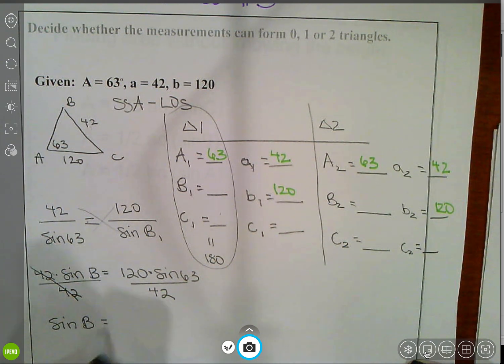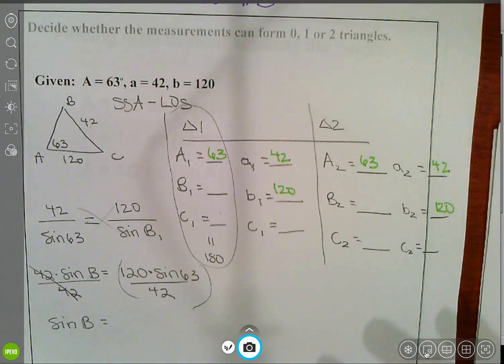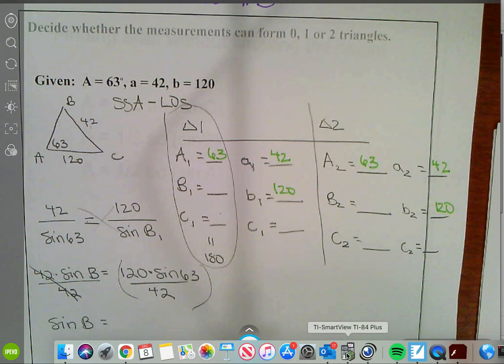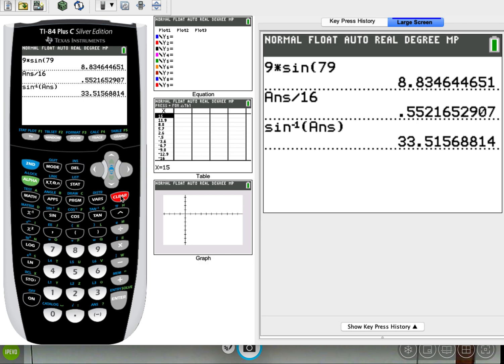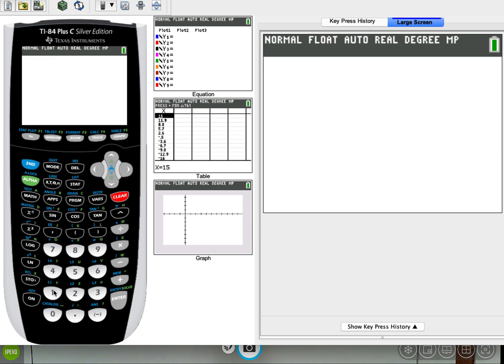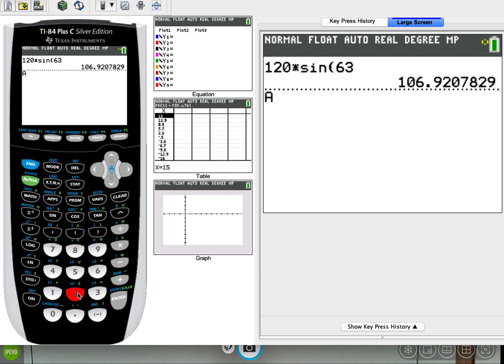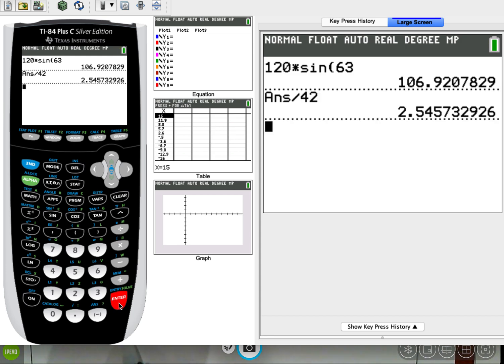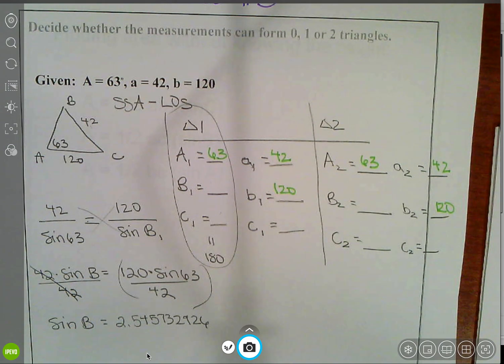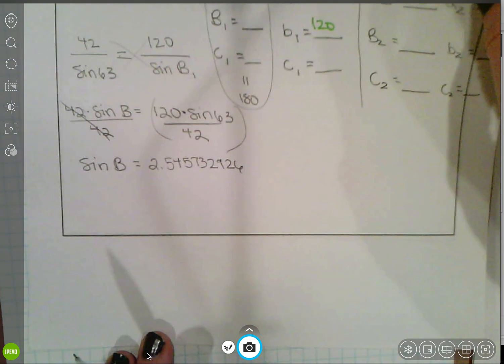So here is the big question. Let's start by simplifying this down a little bit. So I'm going to go to my calculator. Hope that doesn't ruin the focus. We've got 120 times the sine of 63. And then I'm going to divide that by 42. And I get a nice 2.545732926. I'm not going to round that yet. I'm just going to keep that right in my calculator to do this next bit of work.